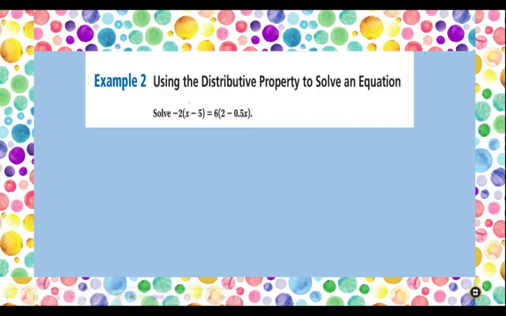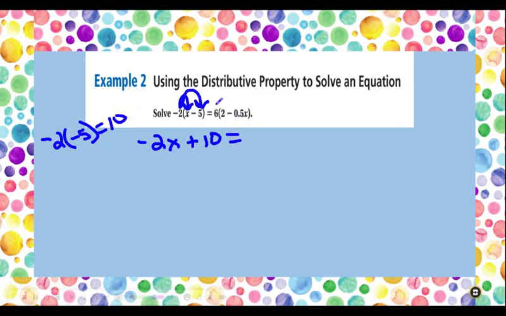Okay, now we need to use the distributive property. So I'm going to multiply everything in the parentheses with what's on the outside. So negative 2 times x is negative 2x. Negative 2 times negative 5 is positive 10. So remember, if you want to pull it out and write it out so you can see it, you can. That's going to equal 6 times 2 is 12. And 6 times negative 0.5 is negative 3x.